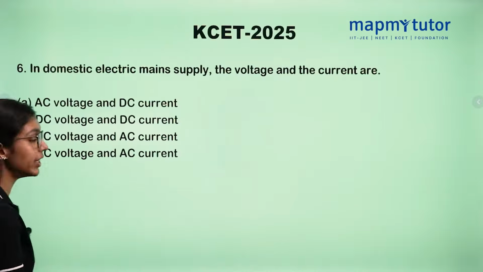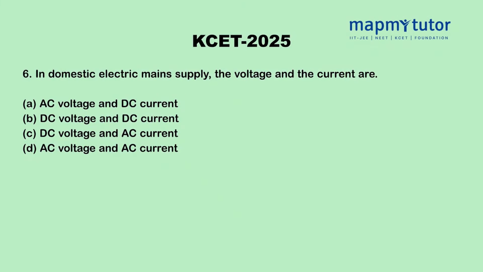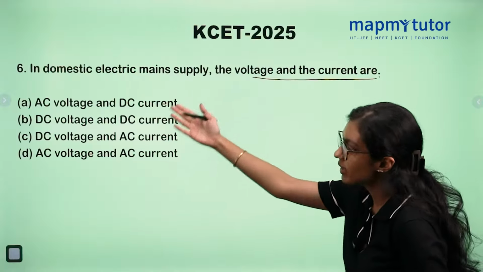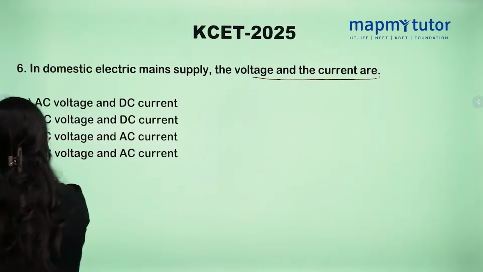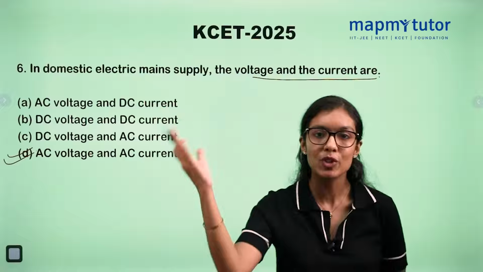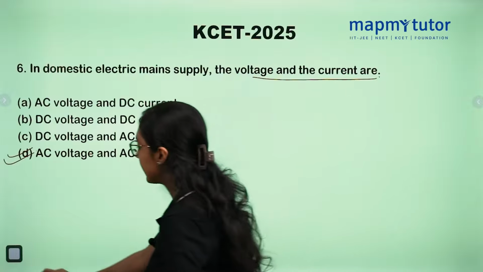So this is a very theoretical question, direct from your NCERT. Read it. In domestic electric mains supply, the voltage and current are: AC voltage, DC current? DC voltage, DC current? No. DC voltage, AC current? No. AC voltage, AC current is right. So what is happening? From your main supply, you get AC, and then you have your appliances which convert it to DC, right? With the help of stabilizers. So option D is correct.